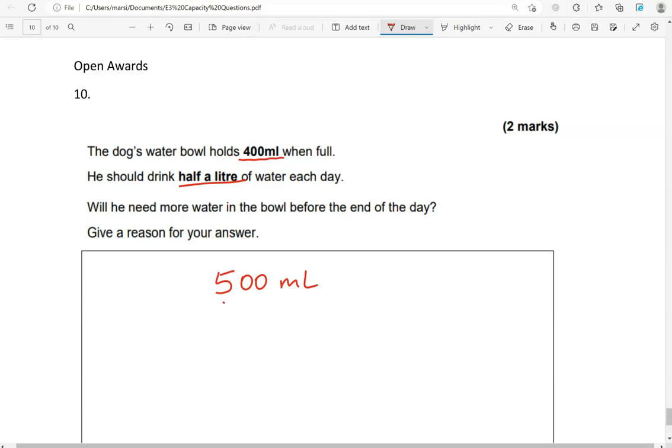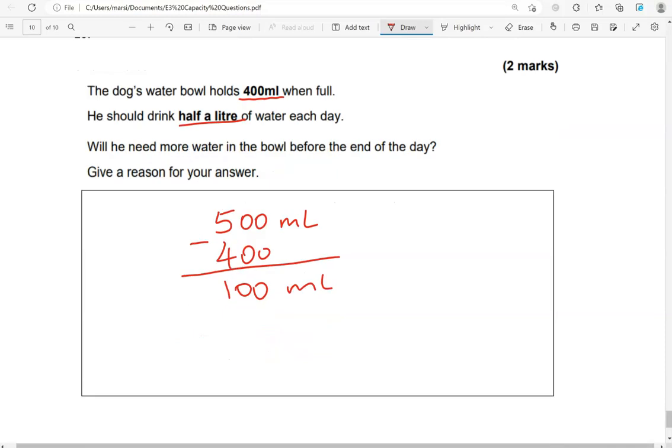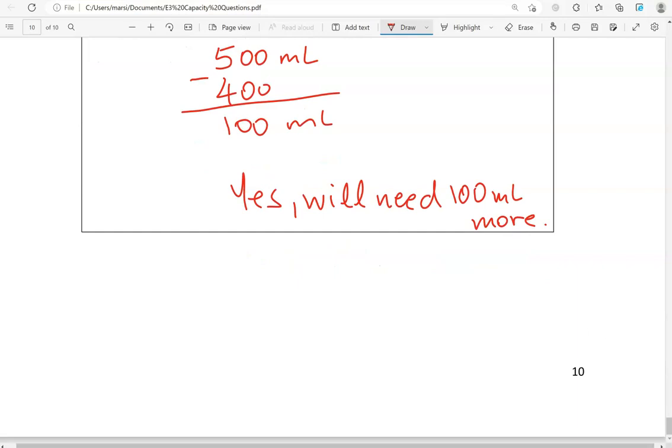So after the 400 is finished, he will need 100 millilitres more. So yes, we'll need 100 millilitres more. That's the reason as well. And this is the end of the questions.